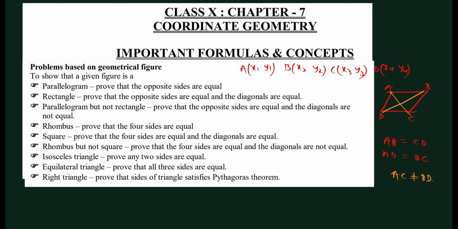Okay, we can prove it like this. So you find all the distance values of AB, BC, CD, and DA, and get the relation of AB equal to CD, AD equal to BC, but diagonals AC is not equal to BD in case of a parallelogram.